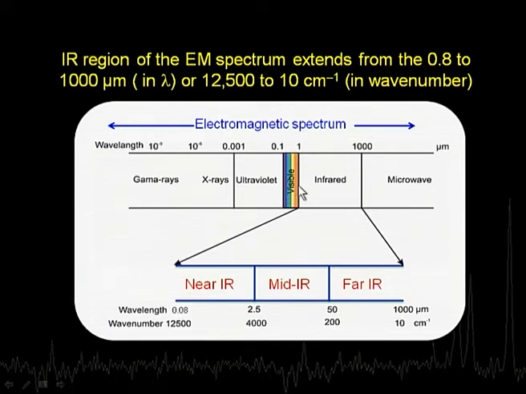This is my visible range here, the typical VIBGYOR from violet to red, and the IR region is just next to the red. That is why it is called infrared, beyond red, and the wavelengths of this region are more than that of the visible range. What you further see is that this whole infrared region extends from about 10 centimeter inverse to 12,500 centimeter inverse. It is a very broad region. This is an expanded version of the same thing.